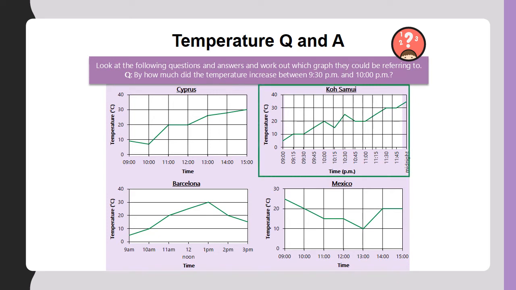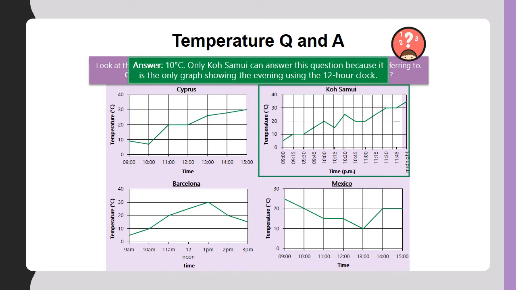So between 9:30 and 10 p.m. we can see that the temperature increased from 10 degrees Celsius all the way up to 20 degrees Celsius. So it's increased by 10 degrees Celsius. You know that's the only line graph that can answer the question because it's the only one showing the evening using the 12-hour clock.